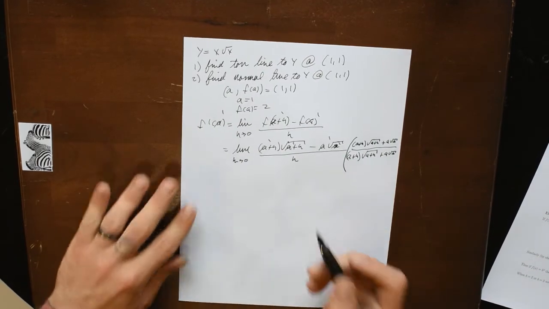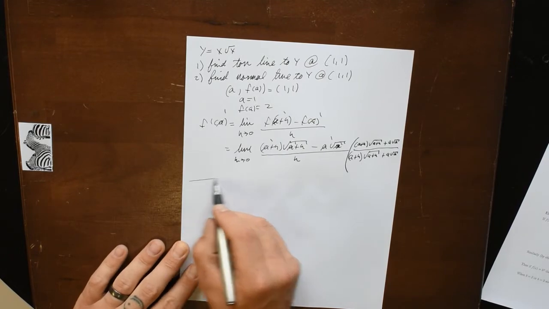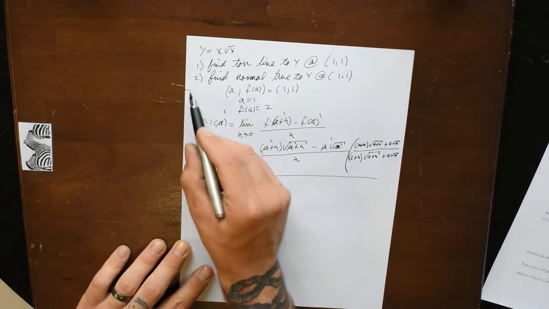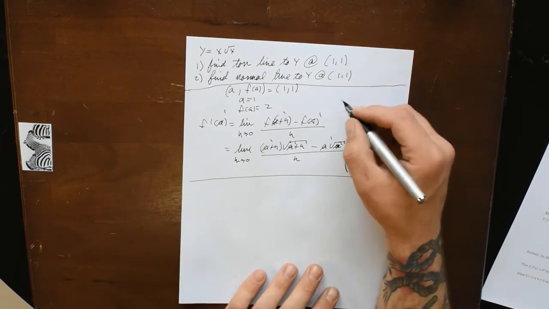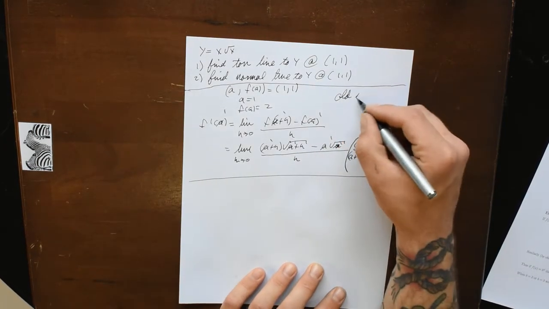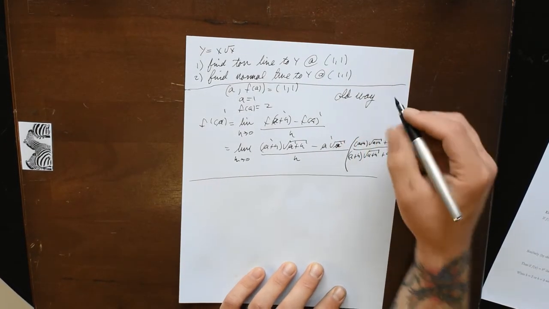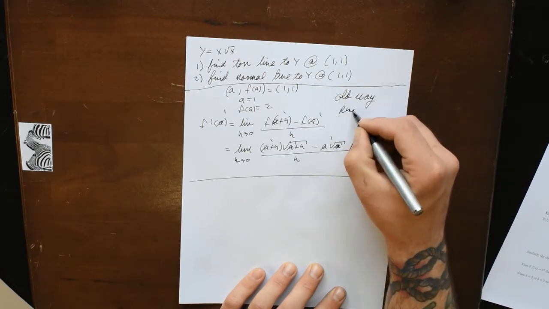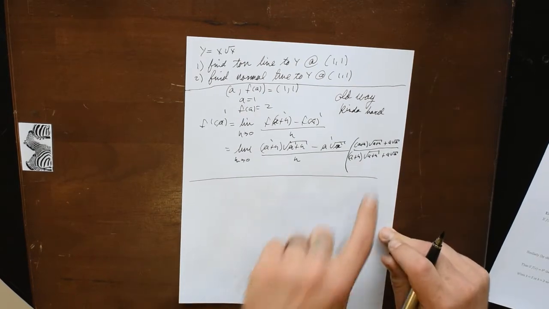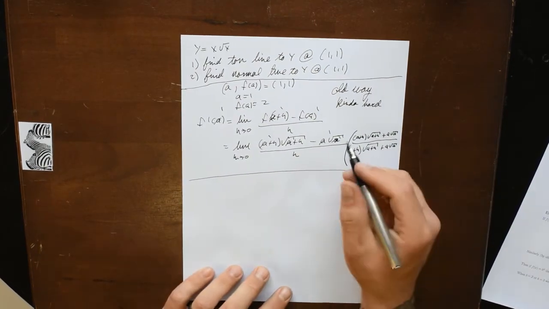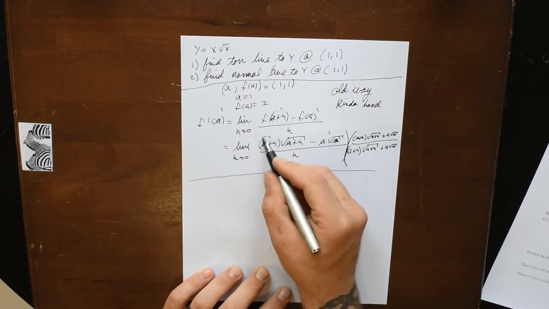But if we just use the power rule, so this is the old way, kind of hard. Just a lot of algebra. As you guys have experienced by now, calculus can turn into a lot of algebra.